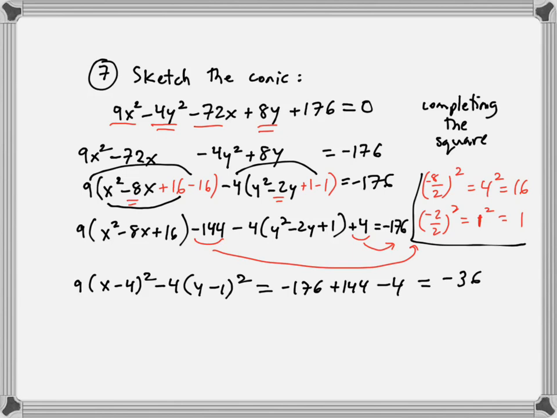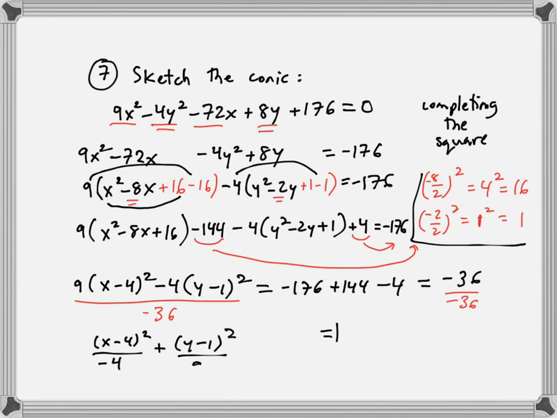Finally, I divide everything by negative 36 because I'm trying to get a 1 over there. And this is what I get. I get a 1. And because of the negative, I'm actually going to write it like this: (x minus 4) squared over negative 4 plus (y minus 1) squared over 9 is equal to 1, right?